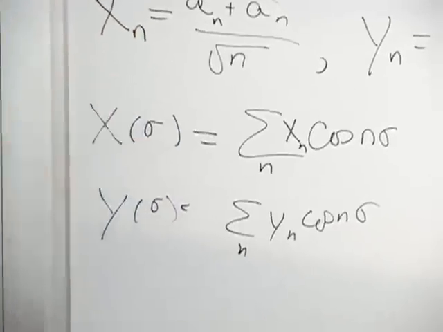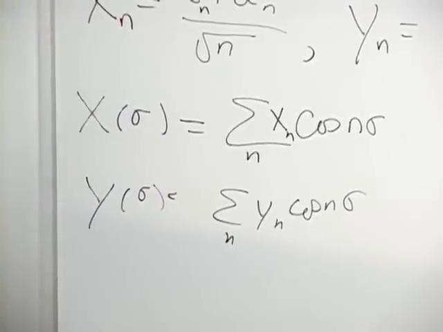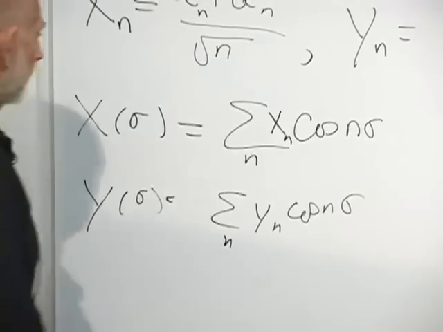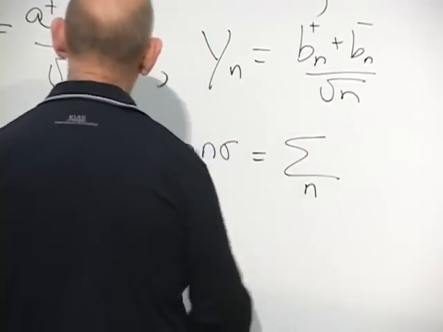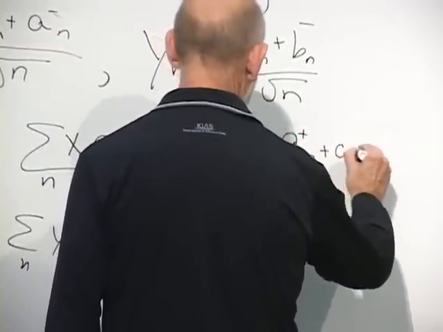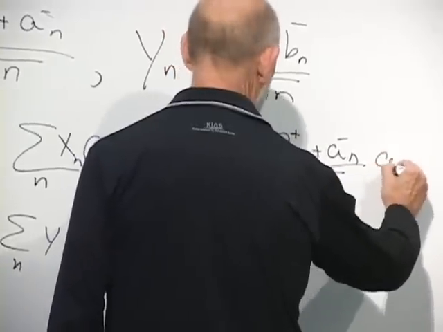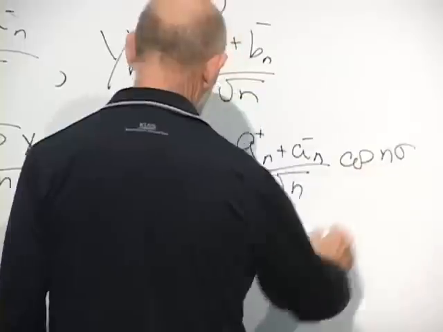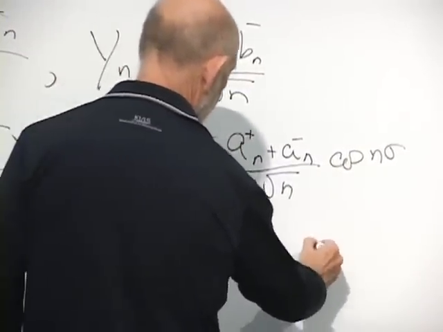And now we can write these coordinates in terms of creation and annihilation operators. We can write them as the sum over n of a plus of n plus a minus of n over the square root of n times cosine n sigma, and the same thing down here with b's. B sub n, and so on.